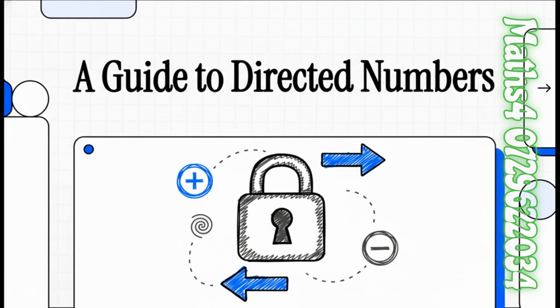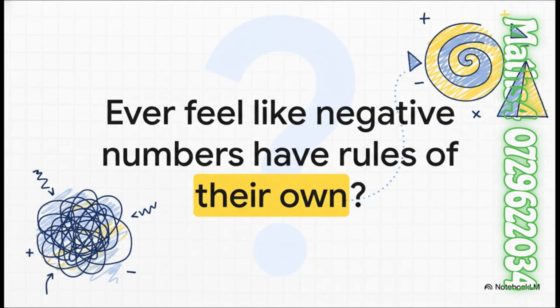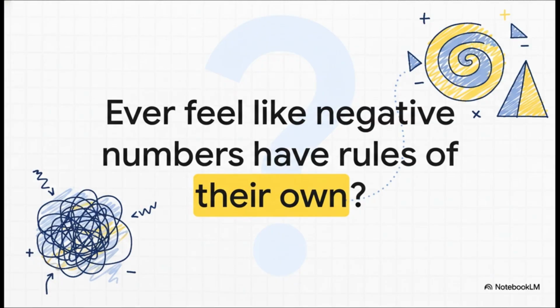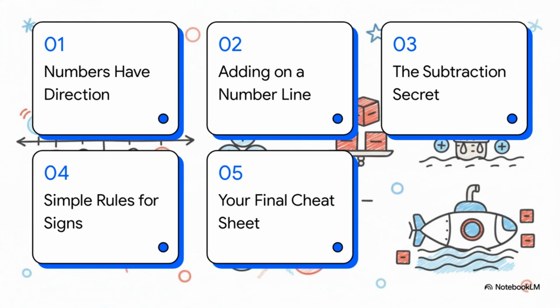Hello and welcome. Today we are going to tackle a topic that, let's be honest, trips up a lot of people: directed numbers. We're going to crack the code and make positive and negative numbers finally make sense. You know that feeling, right? You're staring at a problem like -3, and it feels like your brain just short circuits. If you've ever felt like these numbers are playing by their own secret set of rules, trust me, you are not alone. But I promise there's a really simple logic behind it all. And today, we're going to uncover that logic together.